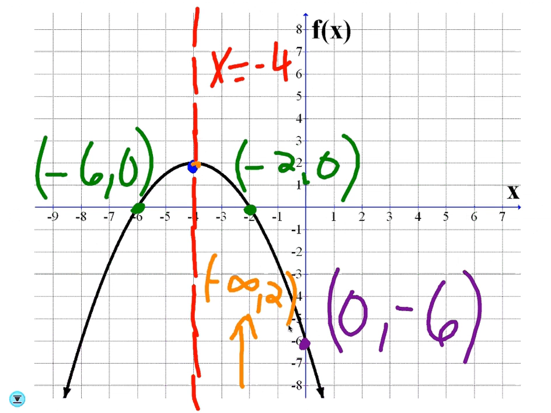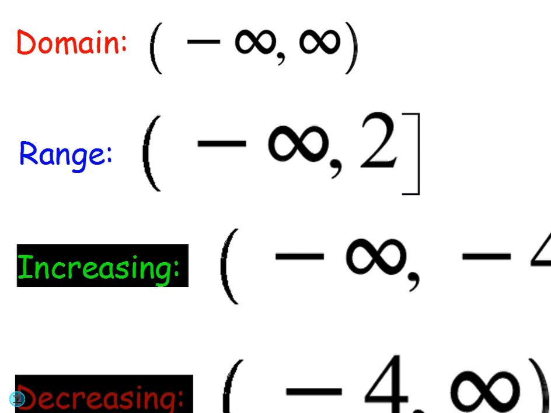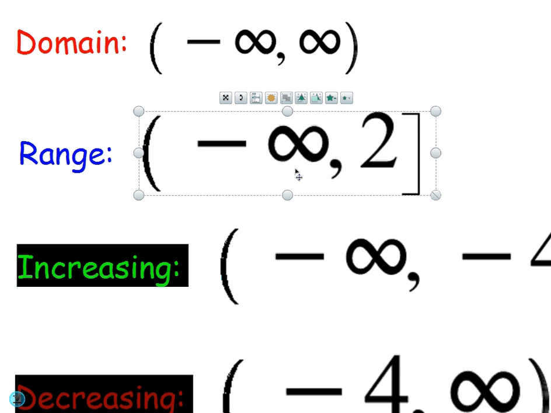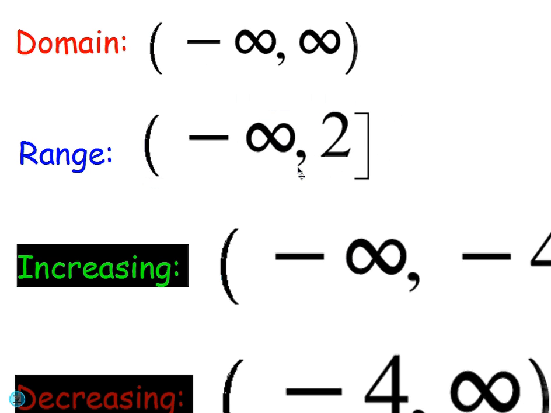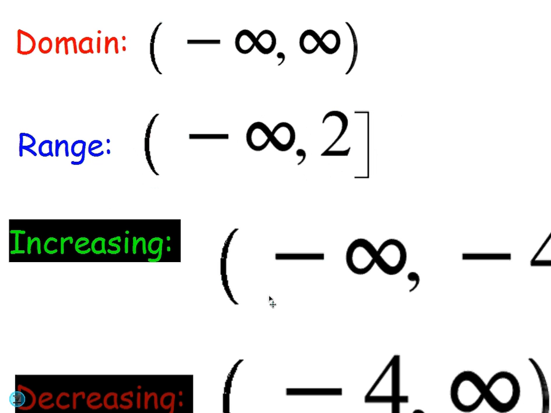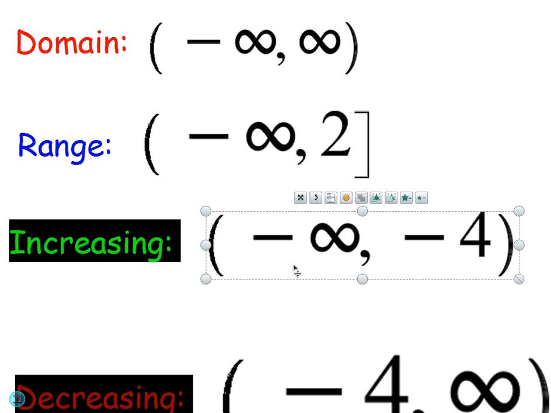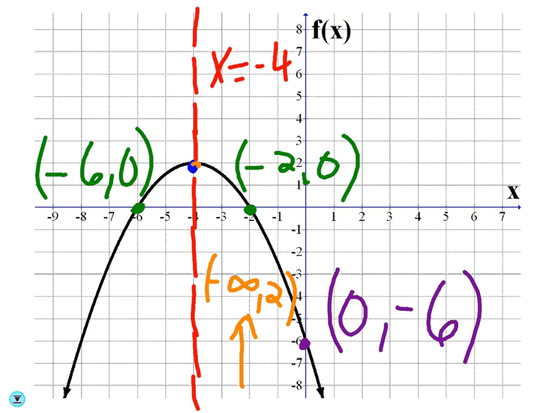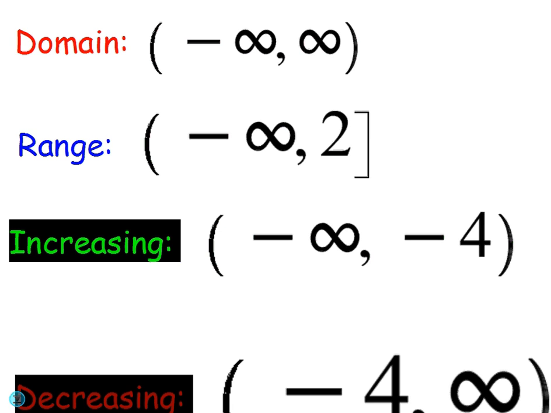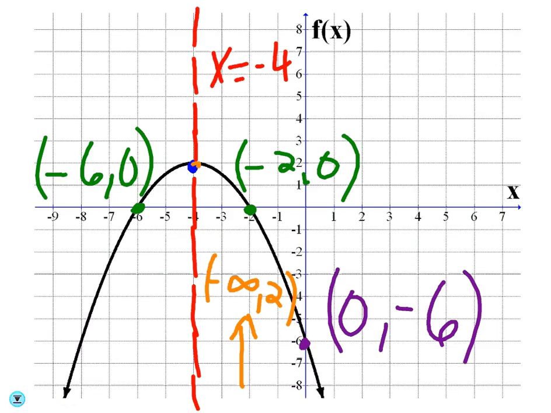That point on the vertex, that y value will always be included in your range because that's where the graph stops. So putting all that together, here are going to be the answers for this one. Domain, like I said, it always will be all real numbers for parabolas, quadratics. Range, -infinity to 2. That's one thing we failed to mention. Increasing. So it's going to be increasing on the left. It's going to be increasing from -infinity to -4. So it increases up to -4, and then it decreases from -4 to infinity. So I can trace that a little bit better.